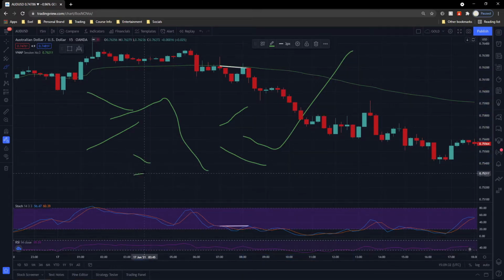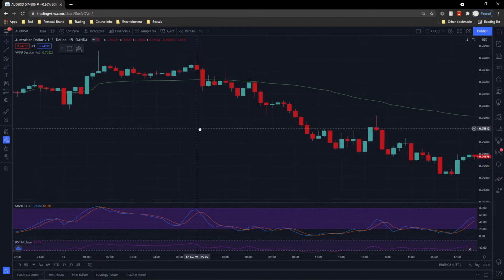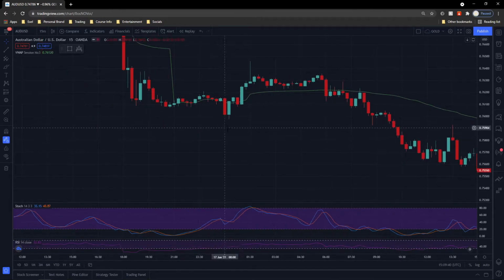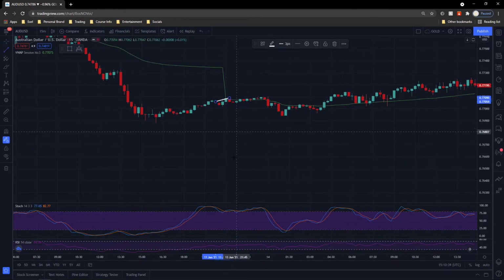If it's like this, it will go down. If it's like this, it will go up. Let me just clear that, and then let me try to find an example of the other one for you guys. So what you can see here, we found it right there, and the other one right there.